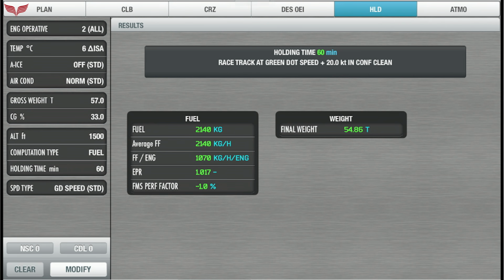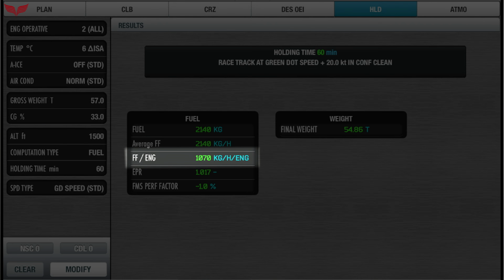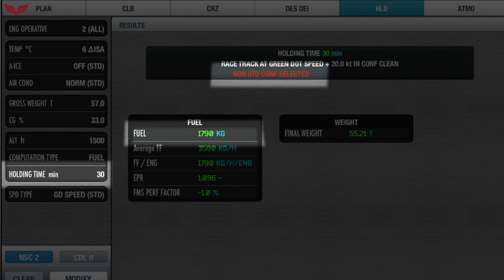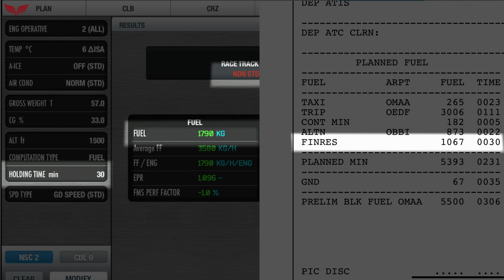So let's put some numbers on our times. In a clean configuration at green dot speed, FlySmart gives about 2,140 kilograms per hour. That means a 30 minutes final reserve of roughly 1,070 kilograms, which matches the OFP almost exactly, 3 kilos difference. Now, introduce the landing gear gravity extension, and we insert a 30 minutes non-standard configuration in FlySmart, the final reserve increases to about 1,790 kilograms. That's an increase of roughly 68%.